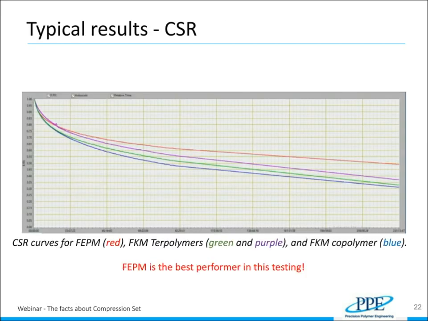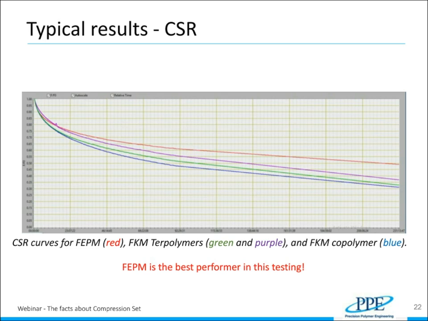Here we have some typical results from CSR. We can see the FEPM type material in this test is arguably the best performer. It is retaining its seal force much better than the other three materials, which are FKM. So we've got a couple of terpolymers and an FKM copolymer.